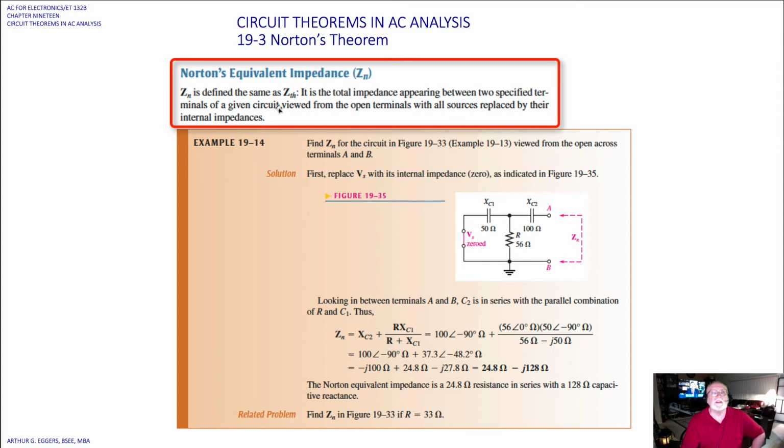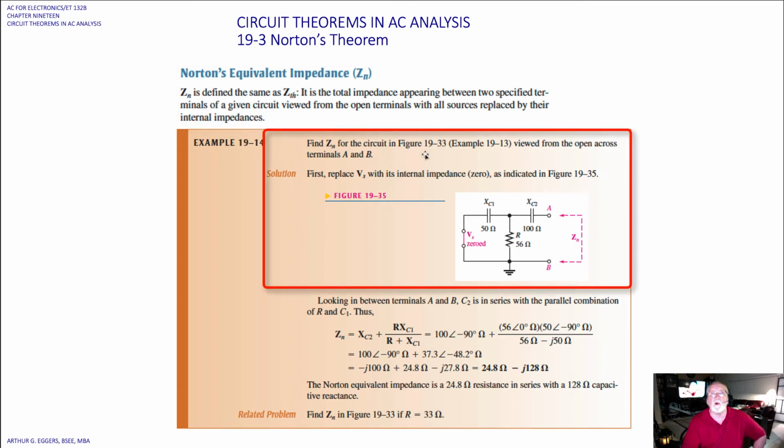Norton's equivalent impedance then is defined as the same as Z Thevenin. It's the total impedance appearing between two specified terminals of a given circuit viewed from the open terminals with all sources replaced by their internal impedances. So to find Z Norton for the circuit below, we view it from the open across the terminals AB. So now we're going to zero out the source, short it out, and remove, if we had a load here, in this case we've got an open between A and B, the same values that we had before.